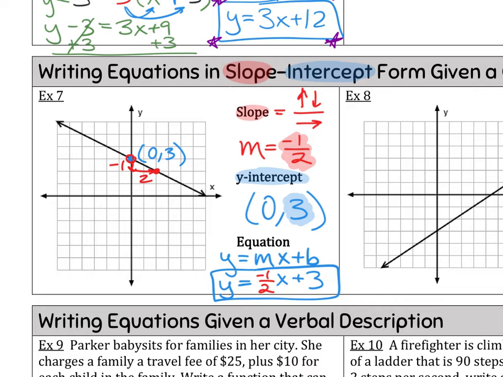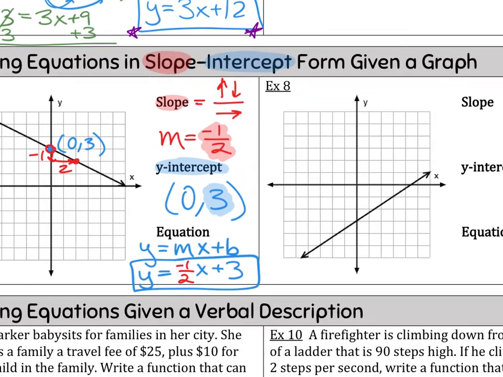I could have gone through point slope form for this and ended up at this equation. 1000% it would have worked. But if you can find the y-intercept on a graph, just plug the intercept in. Can you guys do number 8, please? You find me the slope. You find me the y-intercept. You put those where they belong.